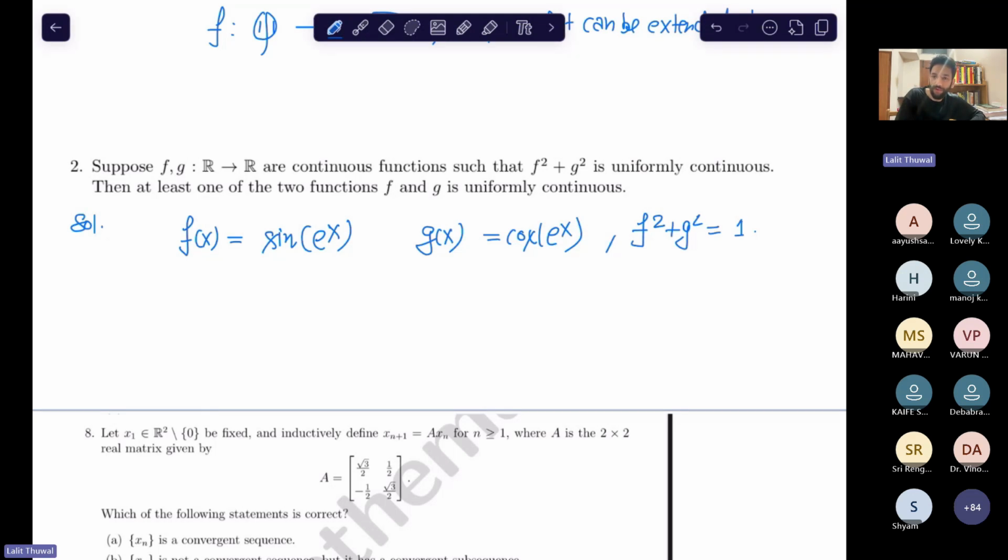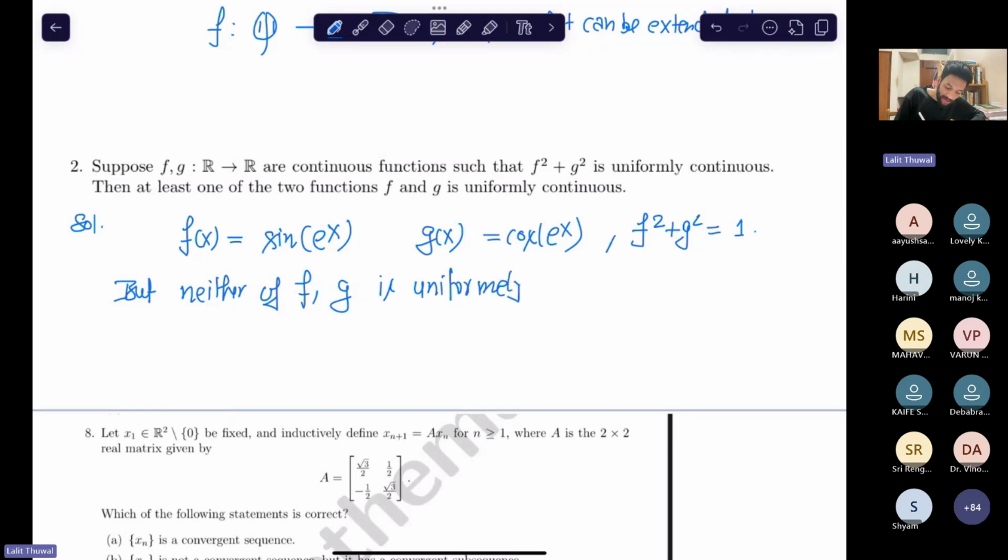f square plus g square equal to 1. But neither of f or g is uniformly continuous on R. But how do you know that? How do we say that they are not uniformly continuous?